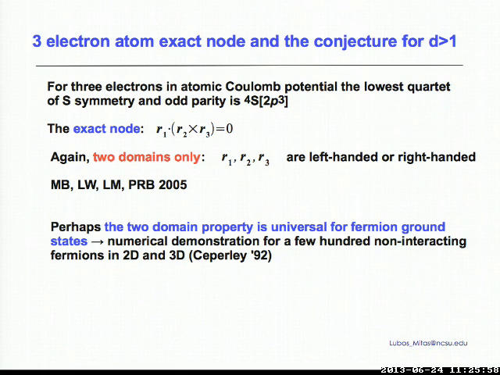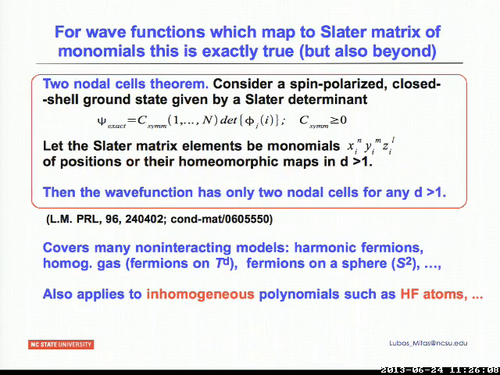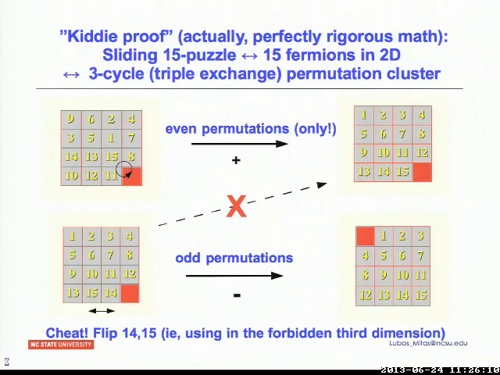So there was actually a conjecture that 2 domains is universal for fermion ground states, and David separately played with it for some time. I played with it too, and I will skip how the sausage is made, but give you this kiddie proof that this is the case.